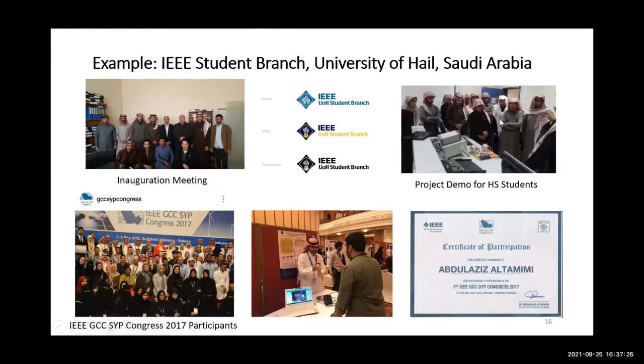Then the students afterwards had community involvement. What they used to do every year, they bring in a group of students from the nearby high schools with their teachers, bring them into the university, and then they show around some interesting labs and the projects they do in the labs. So that was a good series of events.